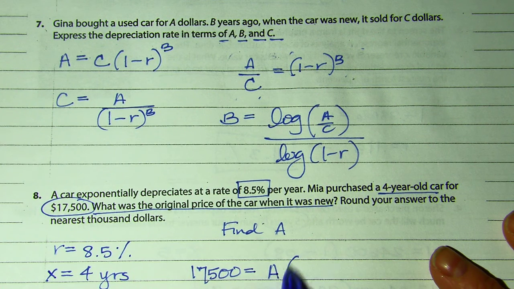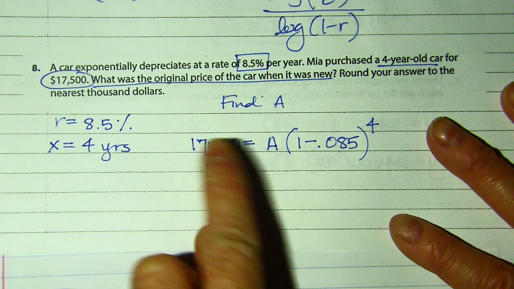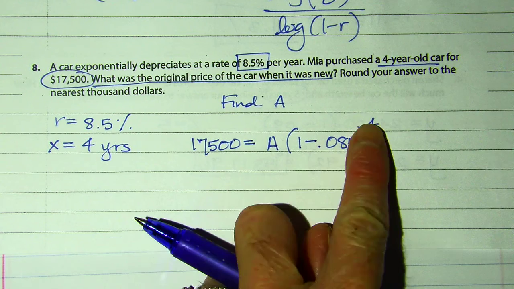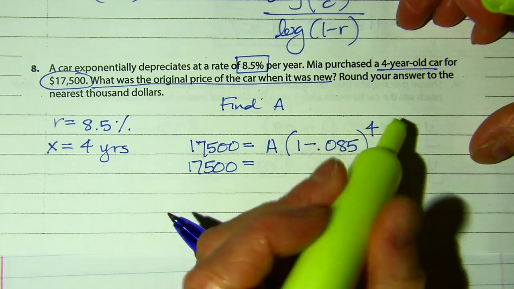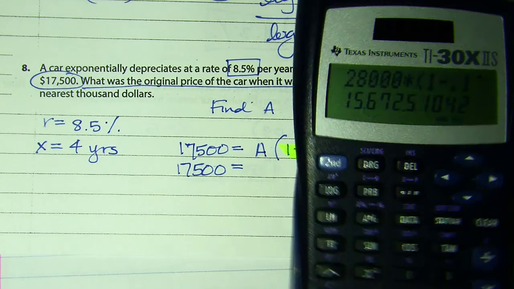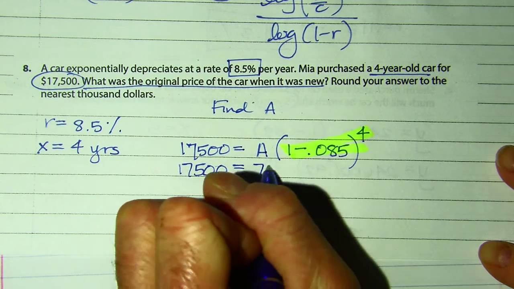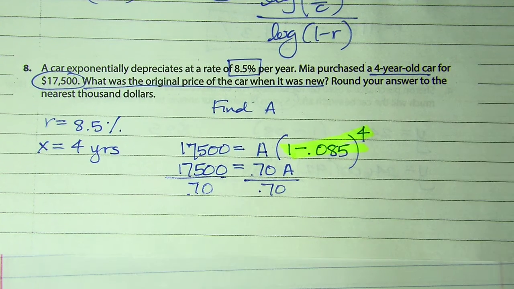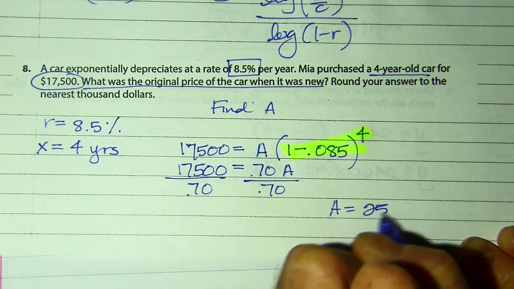I don't know what it was originally purchased for, 1 minus 0.085, but I know that 4 years have gone by. So notice so far I've plugged in what it's worth right now. I don't know what it was originally purchased for, times 1 minus my rate to the 4th. So I'm going to simplify this part in my calculator. 1 minus 0.085 to the 4th, and I got 0.7 times A, and then I'm going to divide by 0.7. And I get 17,500 divided by 0.7. The original value was $25,000.